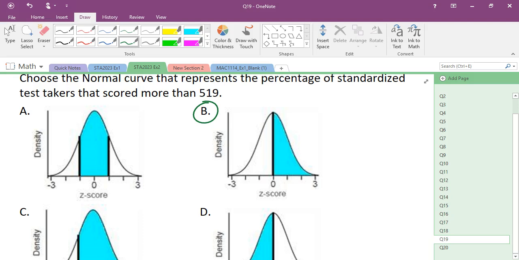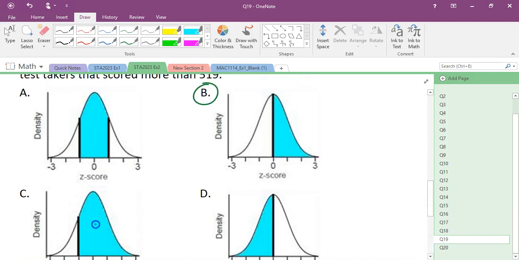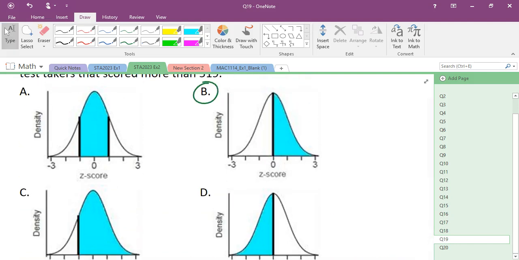Okay? So what's the percentage of that? 50%. Yeah, we don't have to do too much on that one. 50%. And it does say to 1 decimal, so 50.0. Does that make sense? Yeah, 519 was our mean, so we're right there at 0. And we want to be above it, so that's why it was B, because we're above it.